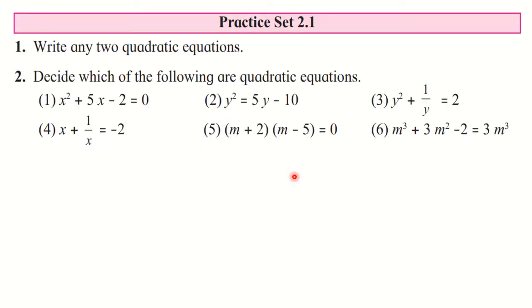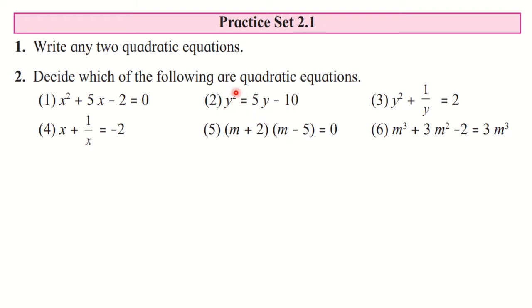Based on this, there is practice set 2.1, which we have solved. Question number 1 is very easy. It's an open-ended question: write any two quadratic equations. In the next, decide which of the following are quadratic equations. Here you have to convert the equations into standard form, and then you need to write whether it is quadratic or not. For example, this is in standard form and it's a quadratic equation. Why? Because the highest index is 2 and the variable also is 1. Here also, if you change the side, you are going to get the standard form of a quadratic equation. So this is also a quadratic equation.